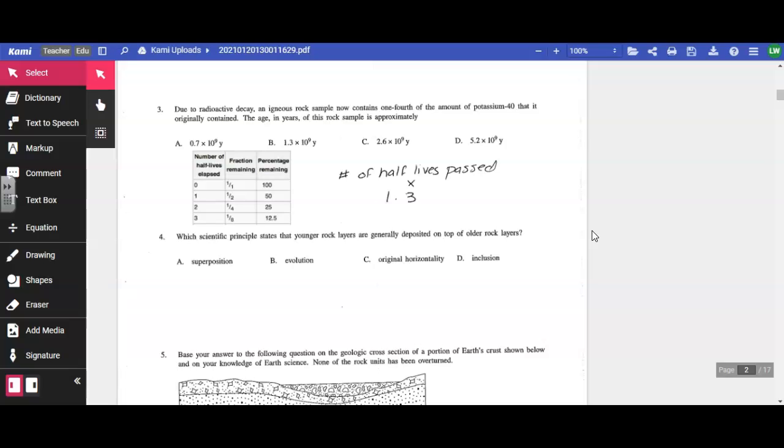Number 4. Which scientific principle states that younger rock layers are generally deposited on top of older rock layers? Is that the theory of, or principle of superposition, evolution, original horizontality, or inclusion? Which says that younger rocks are on top of older rocks.